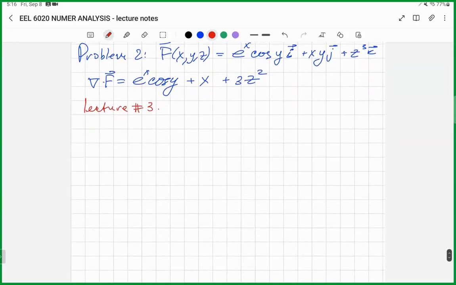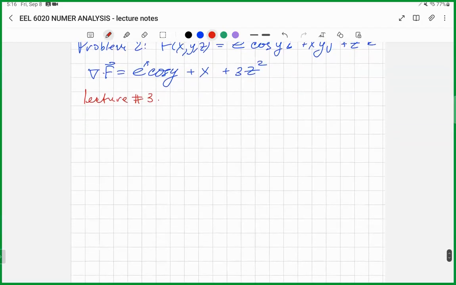All right, so today is lecture number 3, and today we're going to discuss divergence. We will continue discussing divergence and its importance for electrodynamics. Then we will also discuss the curl operator. This is the last one.